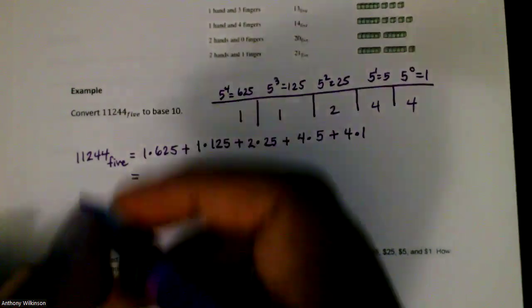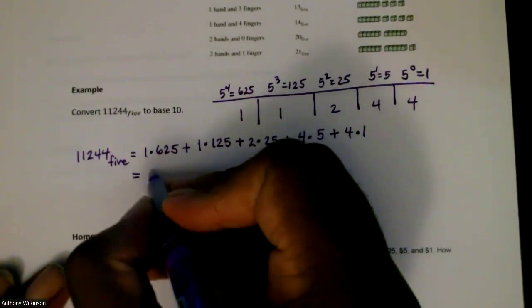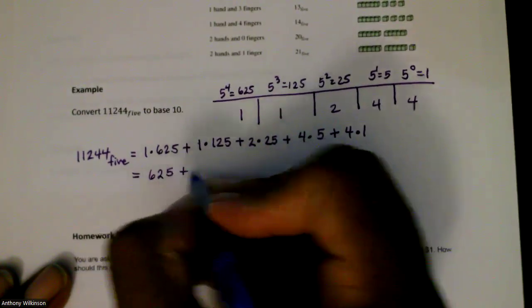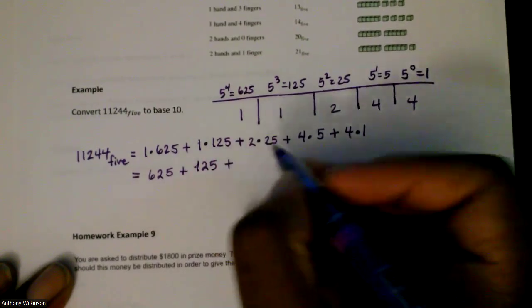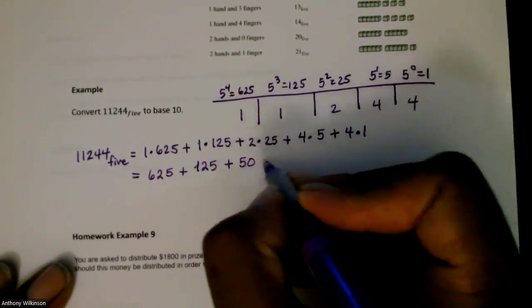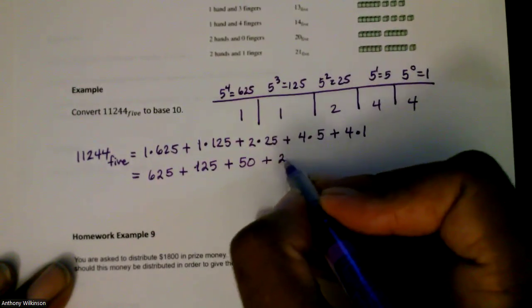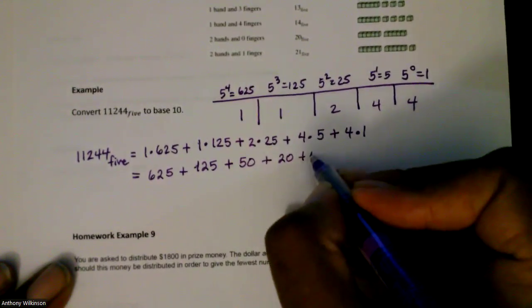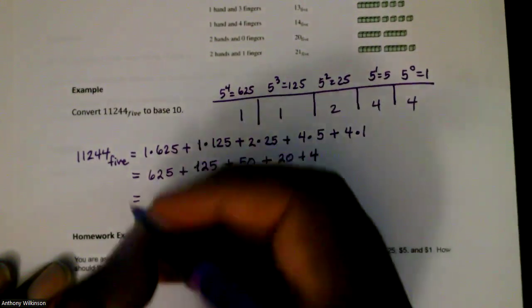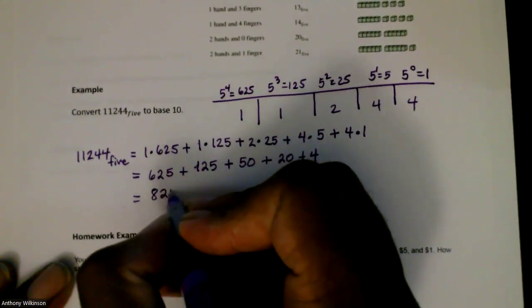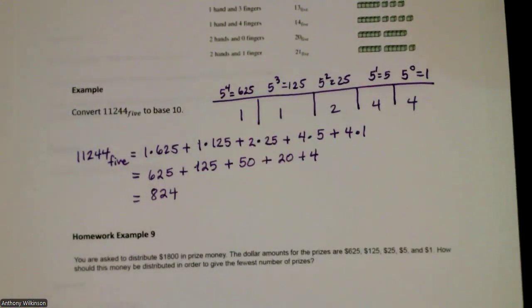Now let's simplify this a bit. 1 times 625 is 625, plus 1 times 125 is 125, plus 2 times 25 is 50, plus 4 times 5 will be 20, plus 4 times 1, which will be 4. Now, if we add those 5 numbers together, we will end up with 824. So 11244 base 5 in the base 10 numeration system would be 824.